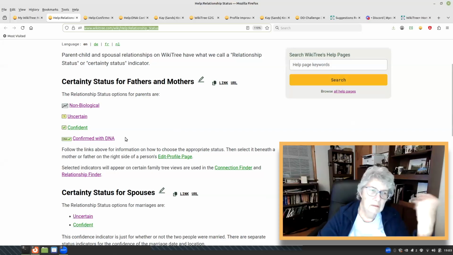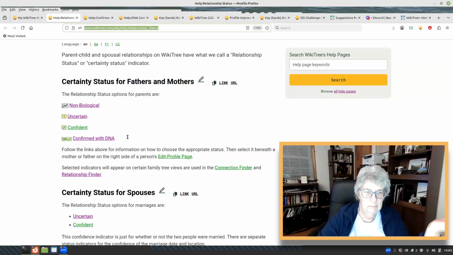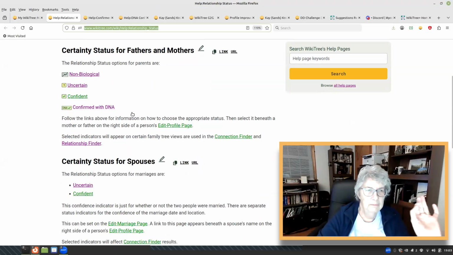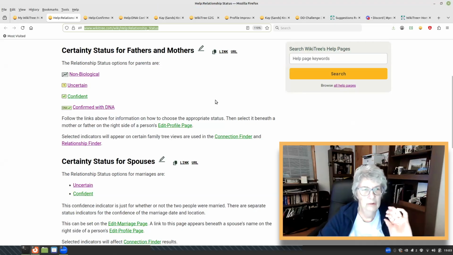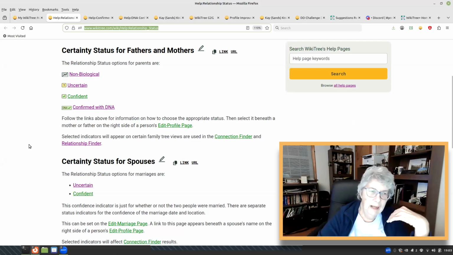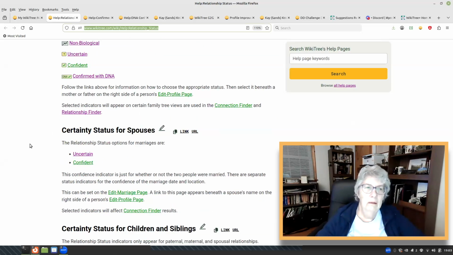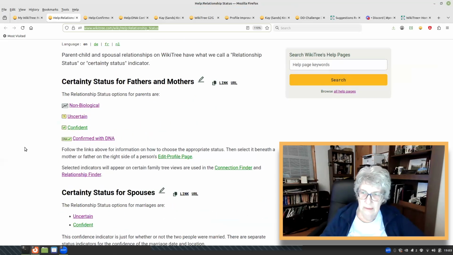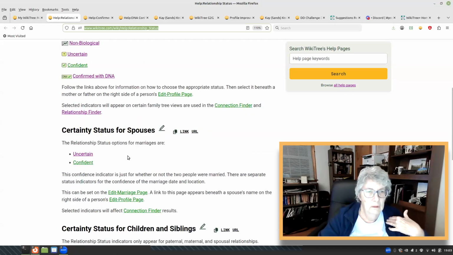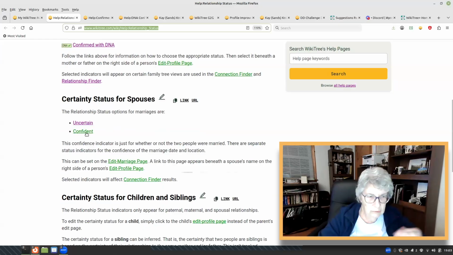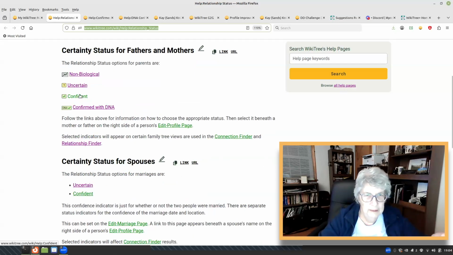So what we're talking about is the relationship status. Specifically, if it's checked confirmed with DNA, what do you do if there's supposed to be a DNA confirmation source but there's not? How can you look at the profile, see if there is a DNA confirmation source, and if there's not, change the setting to either confident or uncertain?